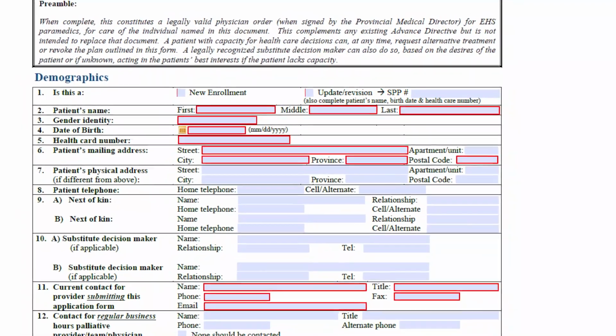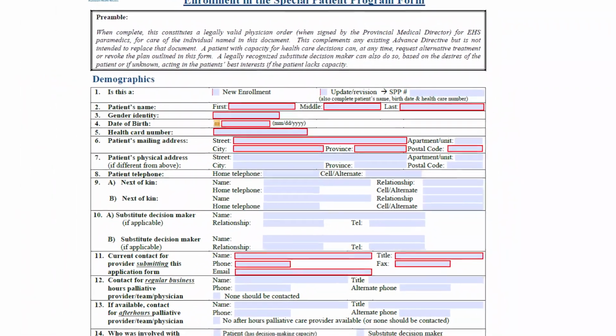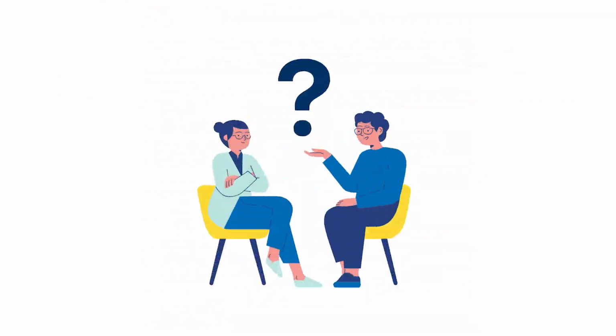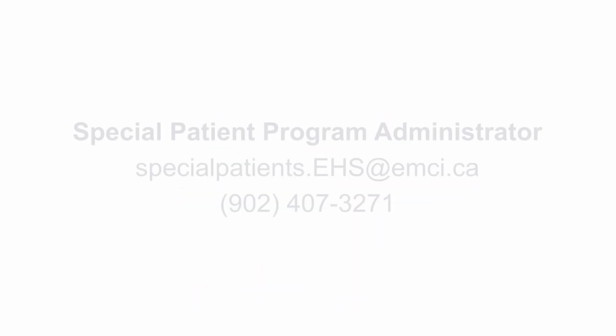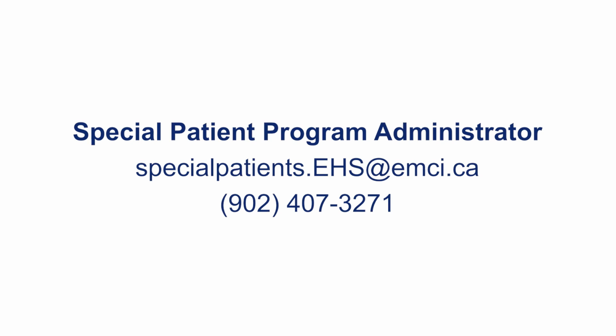If a patient dies, please contact the EHS SPP Program Administrator. If you have any questions, please contact the SPP Administrator at specialpatients.ehs@emci.ca or 902-407-3271.